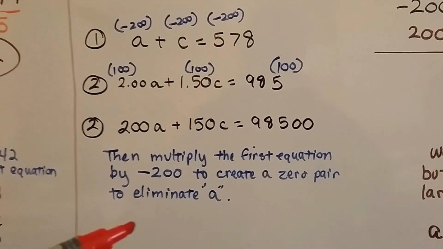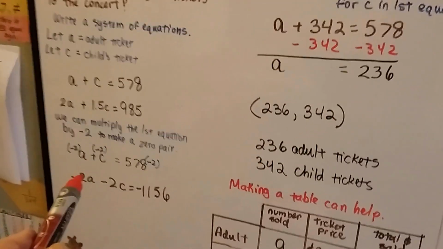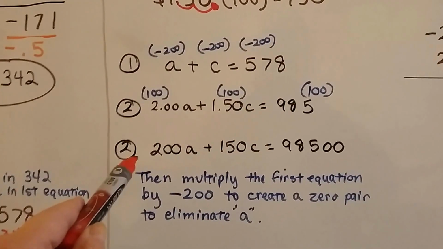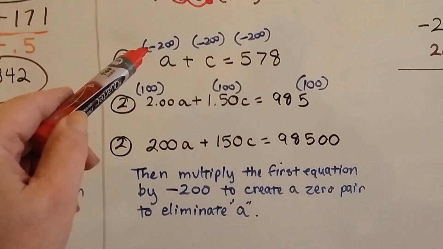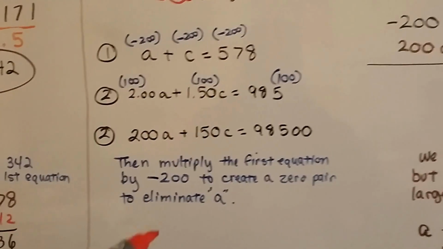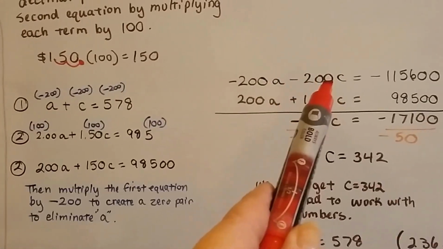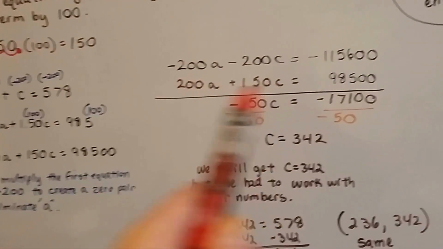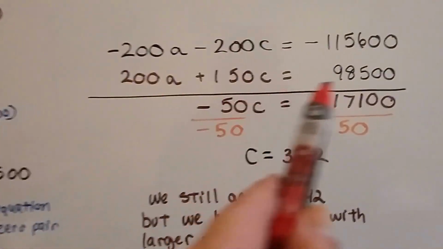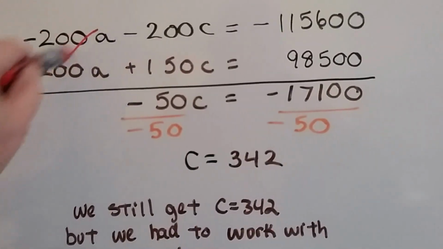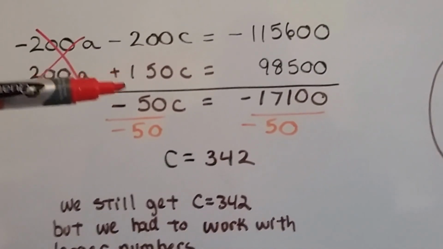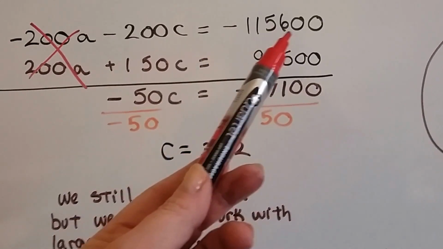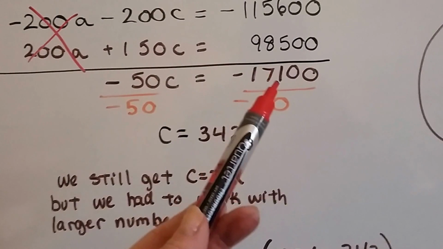Now we have to multiply the first equation. Instead of multiplying it by a -2, like we did down here to create a 0 pair with this 2A, in order to create a 0 pair with this equation, 200A, we've got to multiply it by -200 instead of -2. See? So now we've got -200A minus 200C equals -115,600. See? Because we multiplied it by 100, we got these extra zeros here. Now we can take the second equation and put them together, create a 0 pair here, and -200 plus 150 is -50C. And when we have -115,600 and we add 98,500, we get -17,100.